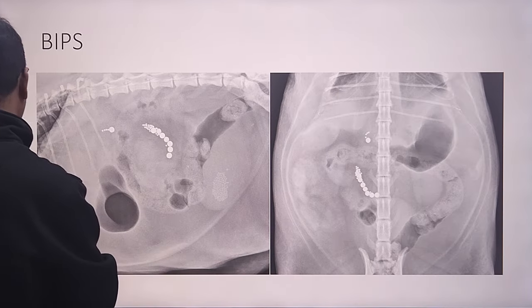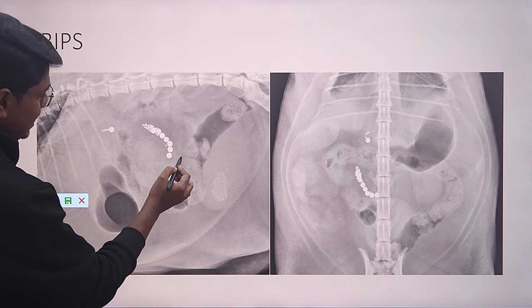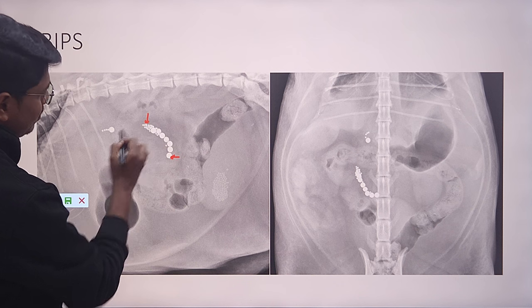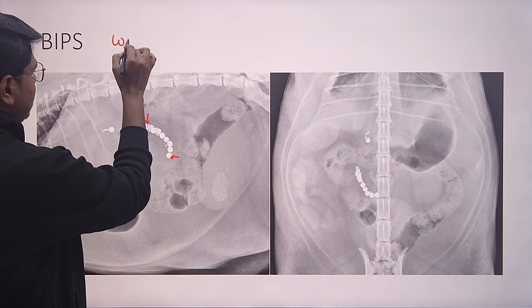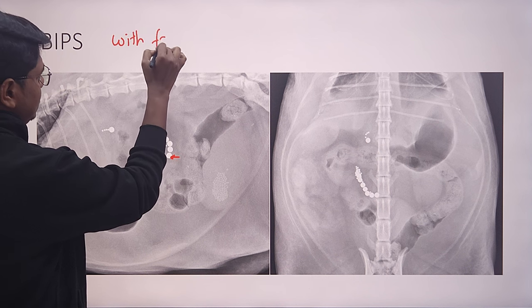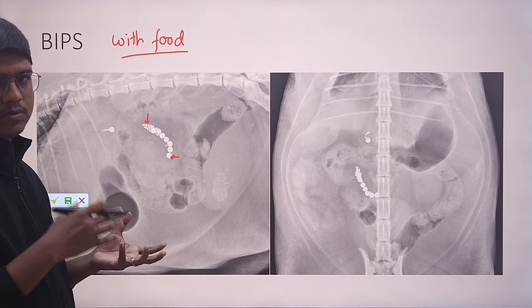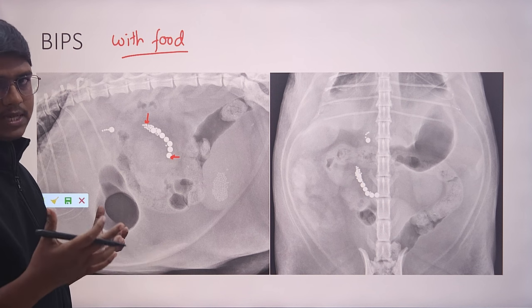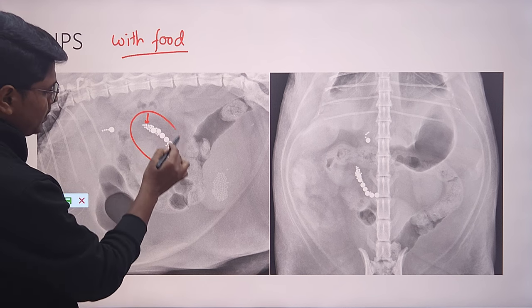This is BIPS, barium impregnated polyethylene spheres. These are large spheres, these are small spheres. They are usually given with food. Each company has its own instructions, usually given 12 to 24 hours prior, then the x-ray is taken. Usually they locate the site of obstruction.